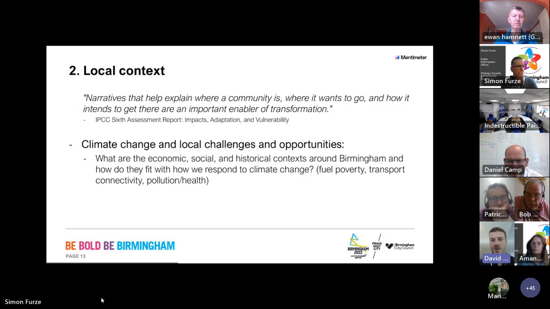So when thinking about climate change and local challenges and opportunities, key things I wanted to consider were, what are the economic, social and historical contexts around Birmingham, and how do they fit and respond with climate change? So really, I'm thinking about some of the challenges, with really high levels of fuel poverty in Birmingham, high levels of air pollution, and issues around people seeing us as the city of the car and some of the negative associations that come with that. So really, are there ways that we can communicate the benefits of climate action with tackling some of these grander challenges? So we jump to the next slide.